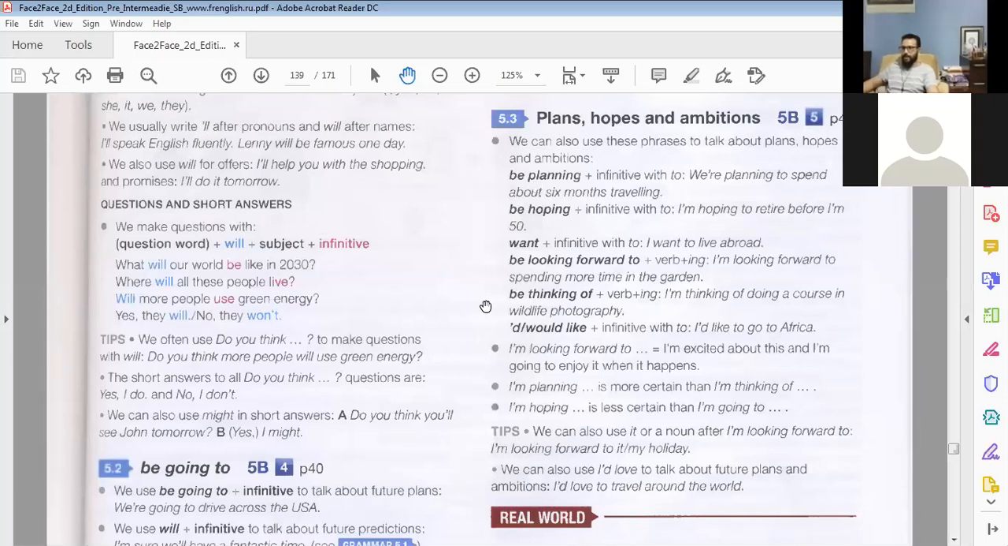Yes, I see. Now I want you to read the 3 tips here, please, in the bottom here. Yes. Okay, can you read them, please? Okay, I want you to read the bottom part. Can you read these 3 points? We can also use these phrases to talk about plans, hopes, and ambitions.